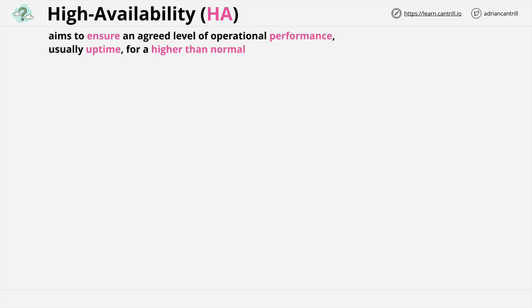Let's start with high availability. This is a term that most people think that they understand. Formally, the definition is that high availability aims to ensure an agreed level of operational performance, usually uptime, for a higher than normal period. And I've highlighted the key parts of that definition.